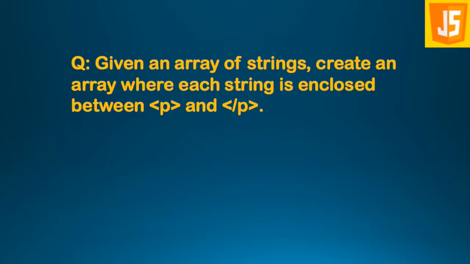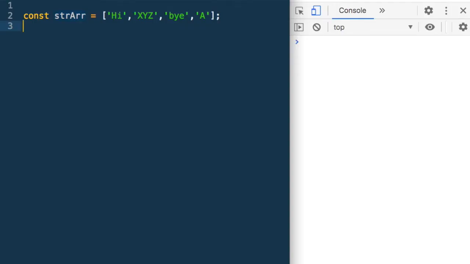Given an array of strings, create an array where each string is enclosed between open close brackets p and slash p. Let's say we have the string array which has certain strings in it, and what is our objective? To enclose each string between p and slash p. So how should we do it?